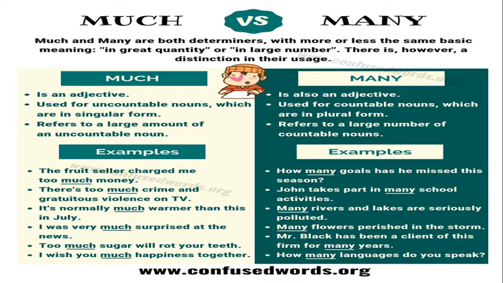Much refers to a large amount of an uncountable noun. Many refers to a large number of countable nouns. Example: the fruit seller charged me too much money. Using many: how many goals has he missed this season? There is too much crime and gratuitous violence on TV. John takes part in many school activities.